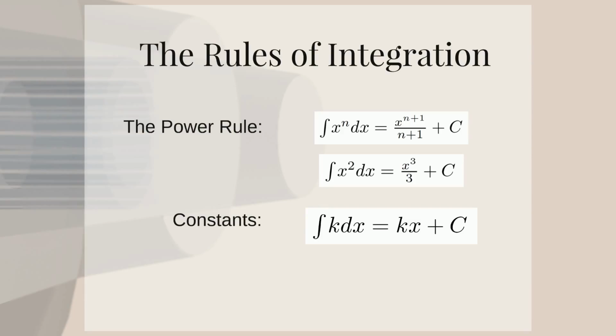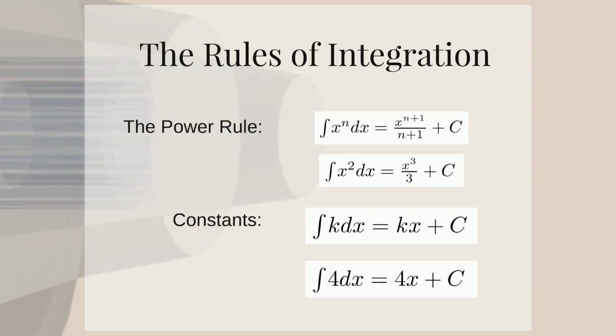We can handle constants in integrals pretty easily, and this is actually going to follow the power rule if you think about it carefully. If we have the integral of, let's say, some constant k with respect to x, we are just going to be adding on an x to that constant. And then once again, we have our constant of integration tacked on to the end. So let's look at an example. The integral of 4 dx is equal to 4x plus c.